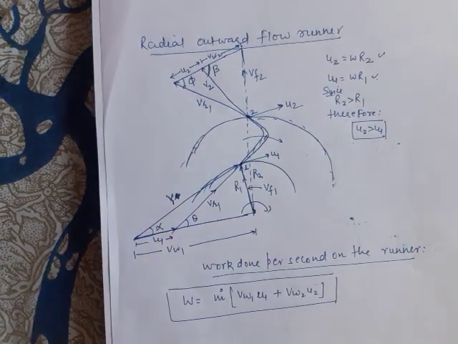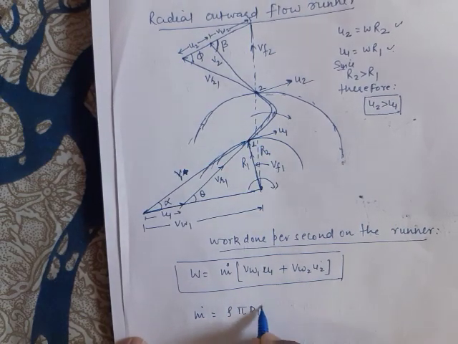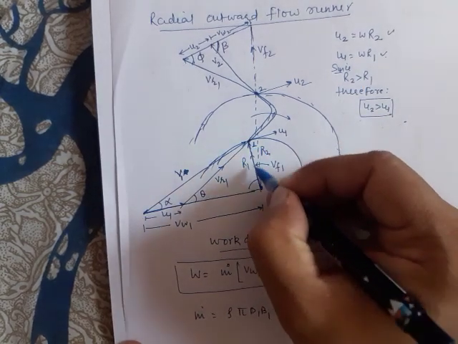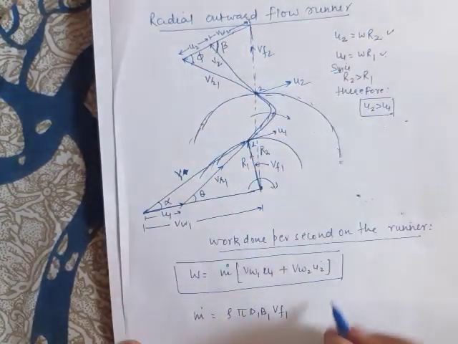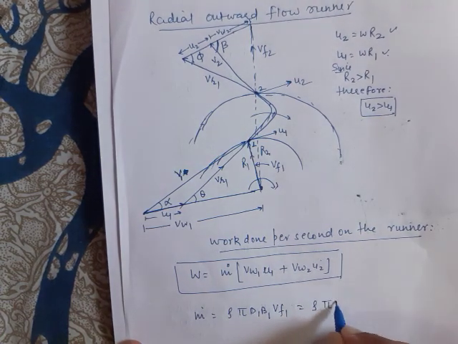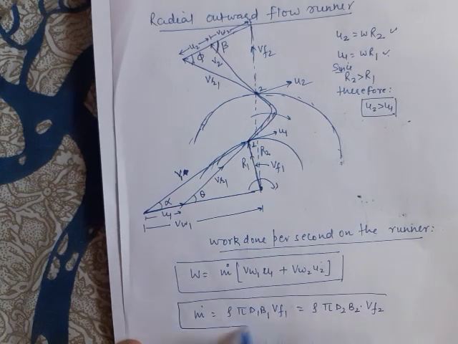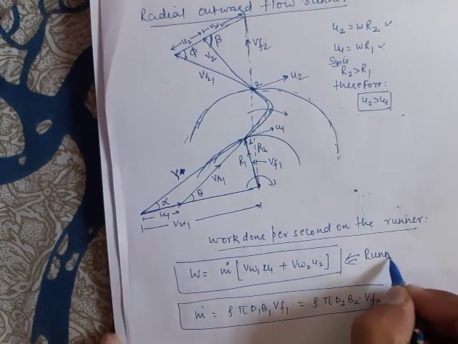Therefore, in the mass flow rate, rho pi d1 b1 is the area and vf1 is the flow velocity at inlet, and at exit in the radial direction the velocity is vf2 and the area is pi d2 b2. So the mass flow rate is calculated using this, and this is the runner power itself. The formula for runner power is the same.